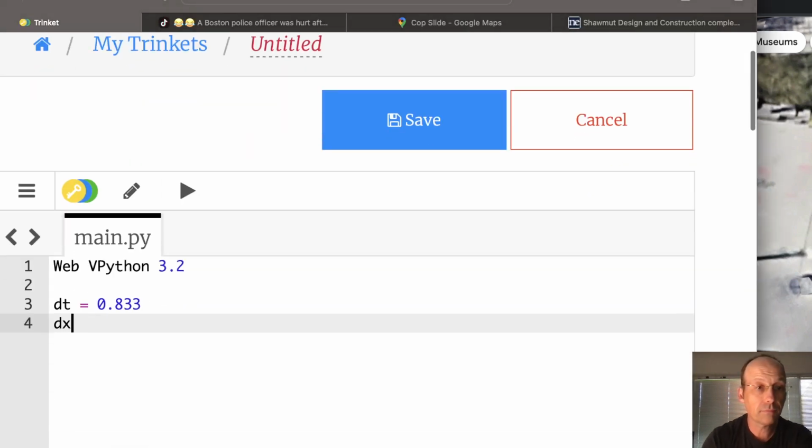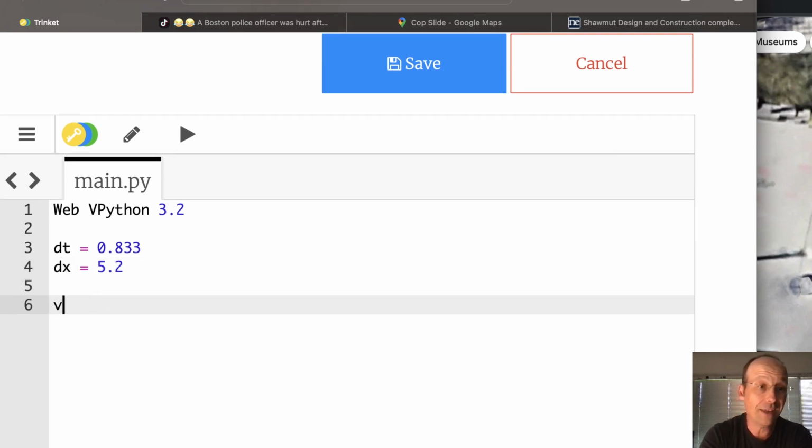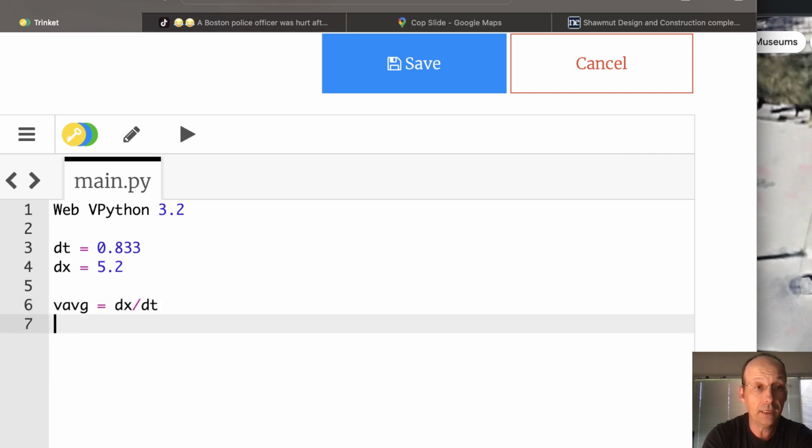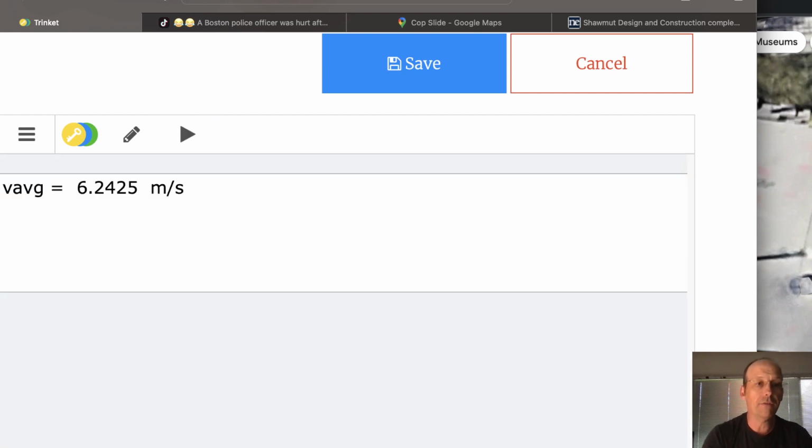dx is 5.2 meters, and now I can calculate the average velocity. V average is just going to be dx divided by dt, and let's print that. V average equals V average meters per second. If you want to convert that, go ahead. I'm going to leave it right there. So 6.2 meters per second.